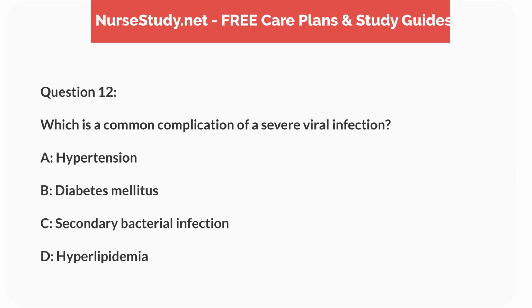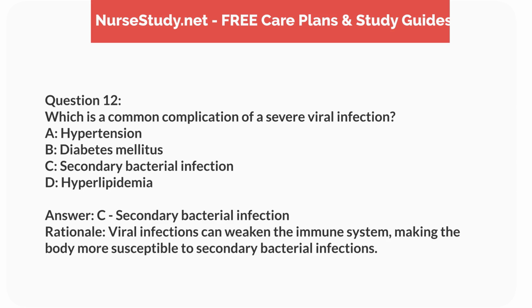Question 12. Which is a common complication of a severe viral infection? A. Hypertension. B. Diabetes mellitus. C. Secondary bacterial infection. D. Hyperlipidemia. Answer: C. Secondary bacterial infection. Rationale: Viral infections can weaken the immune system, making the body more susceptible to secondary bacterial infections.